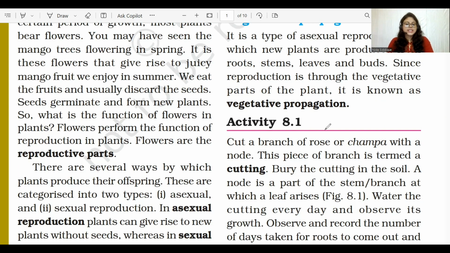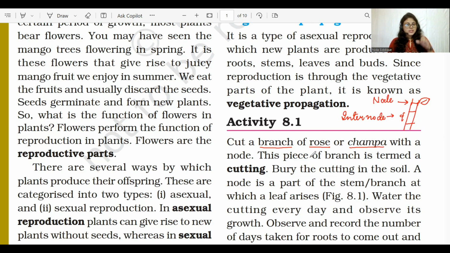Let's look at activity 8.1. So in this activity, we are going to need some flowers. We can take a flower of rose or champa. And is flower ka, we will cut a branch along with a node. Now, what is a node? So you all must have seen the stem of these flowers, in stems में ये lines present होते हैं, right? And from these lines, leaves are going to arise. So this region where the leaves will arise is called node. And the region between two nodes is called internode.